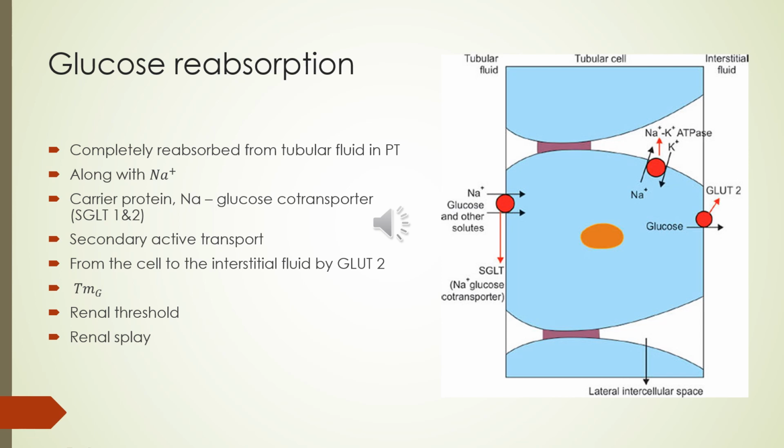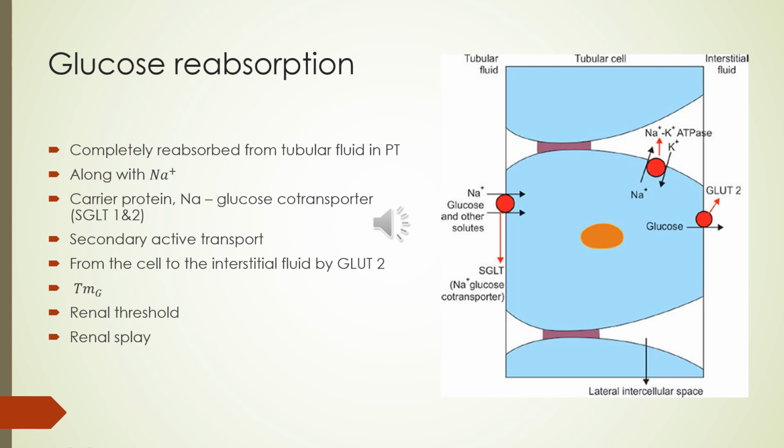We know that transport maximum is the saturation or the maximal rate at which a solute is reabsorbed. And transport maximum for glucose is 375 milligrams per minute in males and 300 milligrams per minute in females. Then renal threshold is the plasma concentration beyond which a particular solute first appears in urine. And it is 180 milligrams per deciliter for glucose.